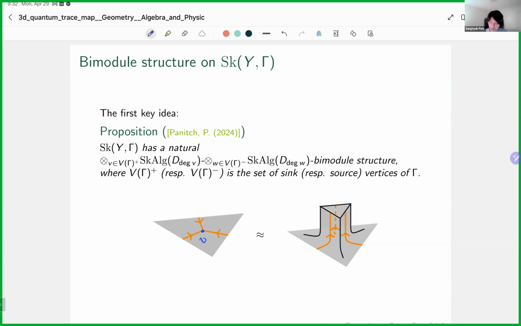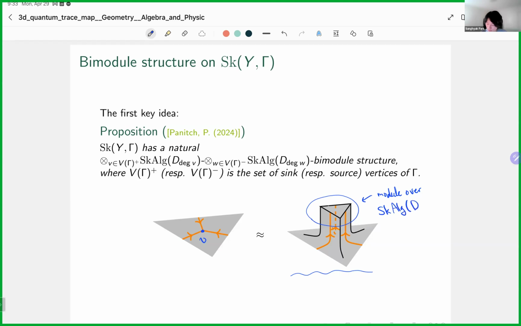Then we can first remove a small neighborhood of the vertex, and that's topologically the same as pulling a triangular prism out of the vertex like this picture on the right. And then if we look at this part of the picture, it looks exactly like a triangular prism, meaning it's going to have a module structure. It's going to be a module over the stated skein algebra.